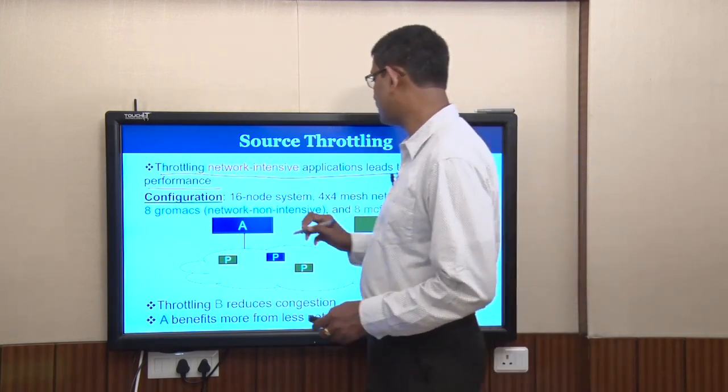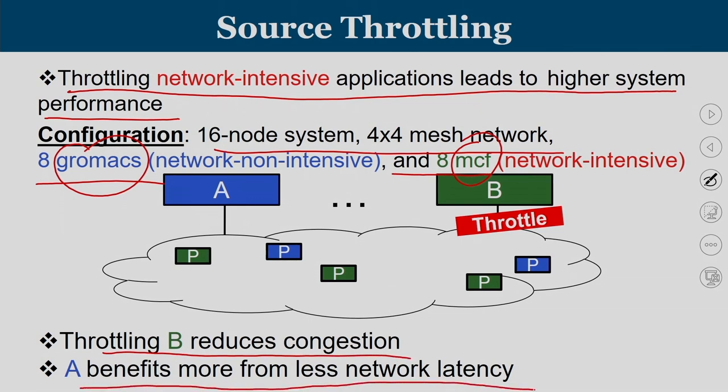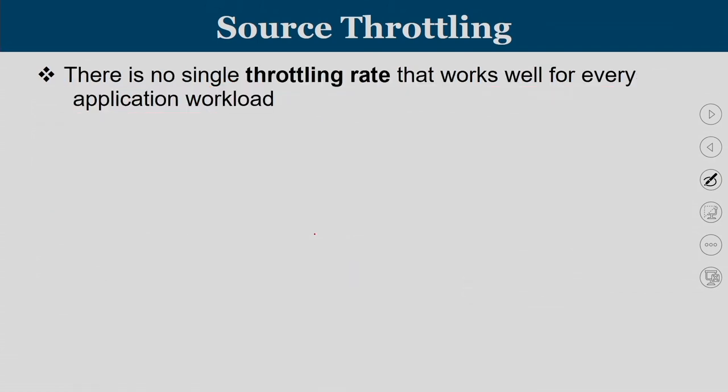So, consider this configuration. We have a 16 node system where 8 of them are network non-intensive and 8 of them are network intensive. So, this is an example of a network non-intensive application called Gromacs. It is taken from the SPEC benchmark. This is another example of an application called MCF. That is a network intensive application. So, throttling B is going to reduce congestion and A, the network non-intensive application, gets more benefit. Once in a while only they are going to generate packets and these packets will get an easy route because B is throttled, it is not A that gets throttled. So, there is no single throttling rate that works well for every application workload.